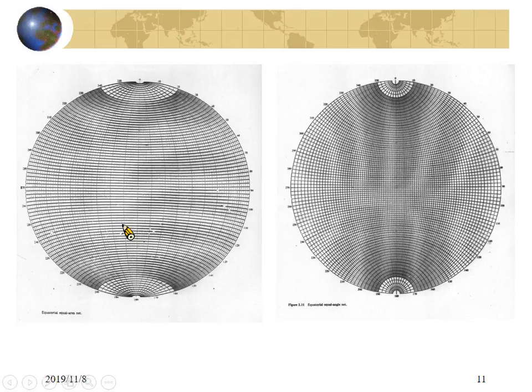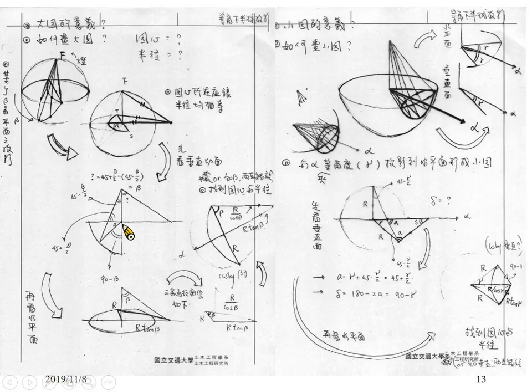Let's talk a little bit about the small circle. What is a small circle? A small circle will be the projection of the intersection curves onto the horizontal plane. What intersection curves?